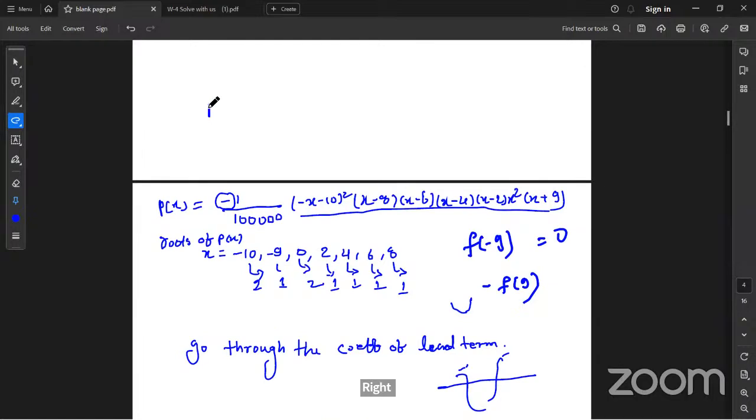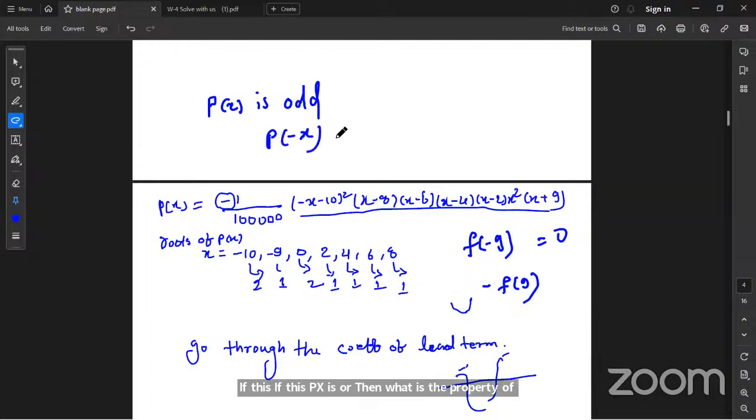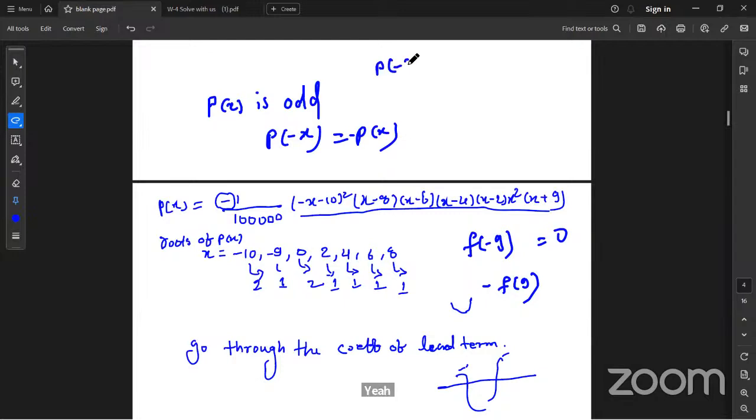If this p(x) is odd, then what is the property of an odd function? p of minus x is equal to minus p of x, right? Yes, sir. Just tell me the value of p of minus 9.